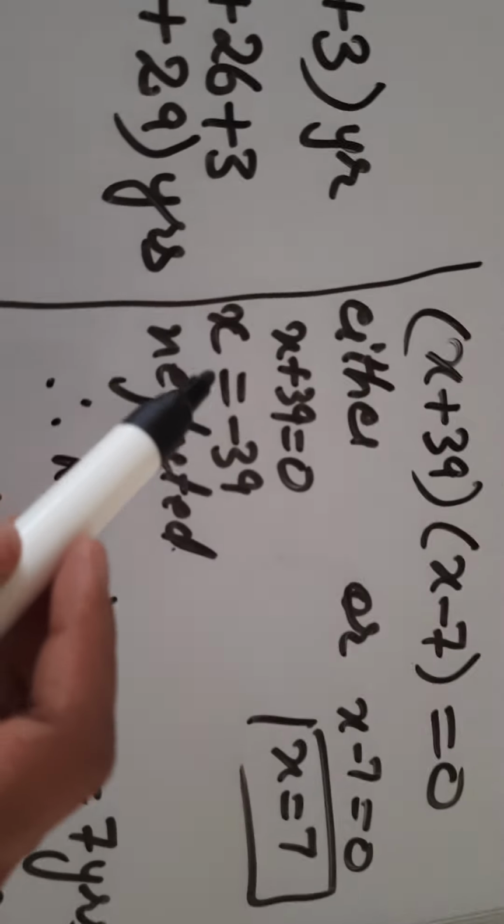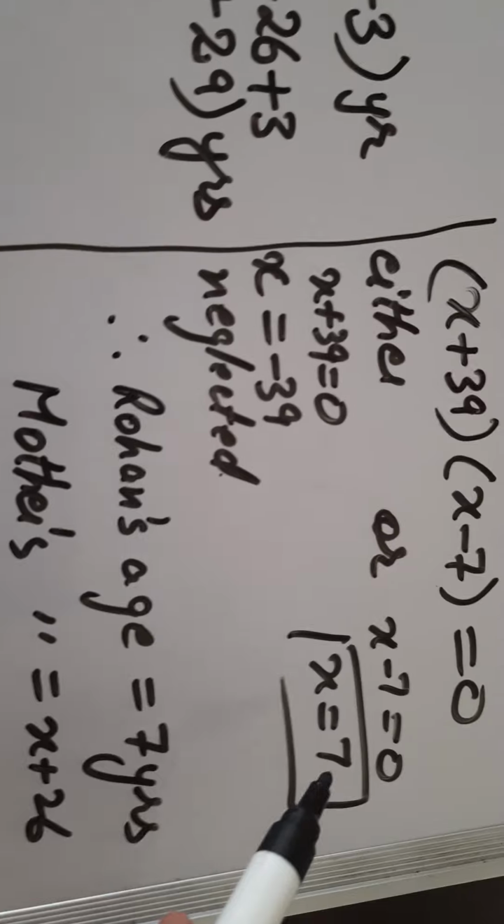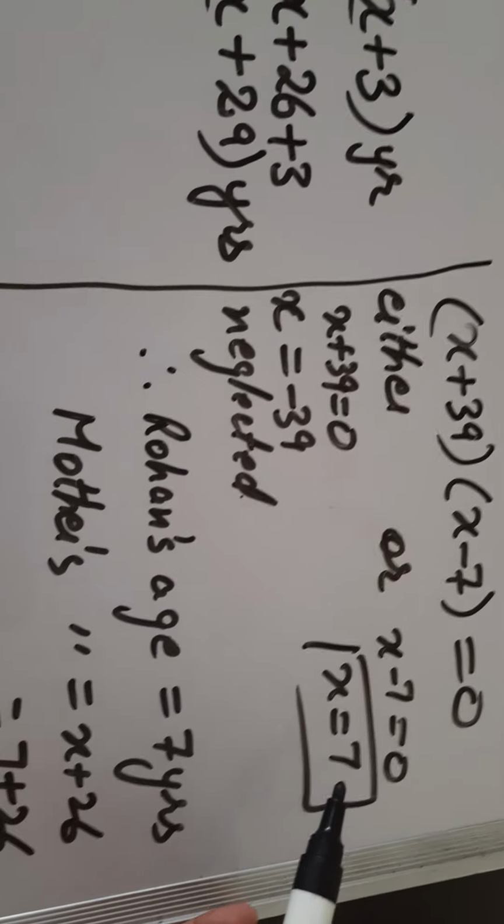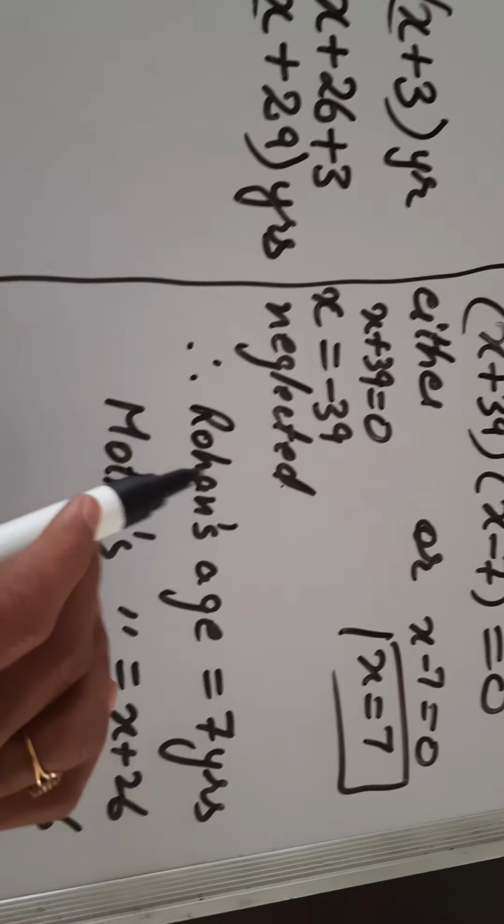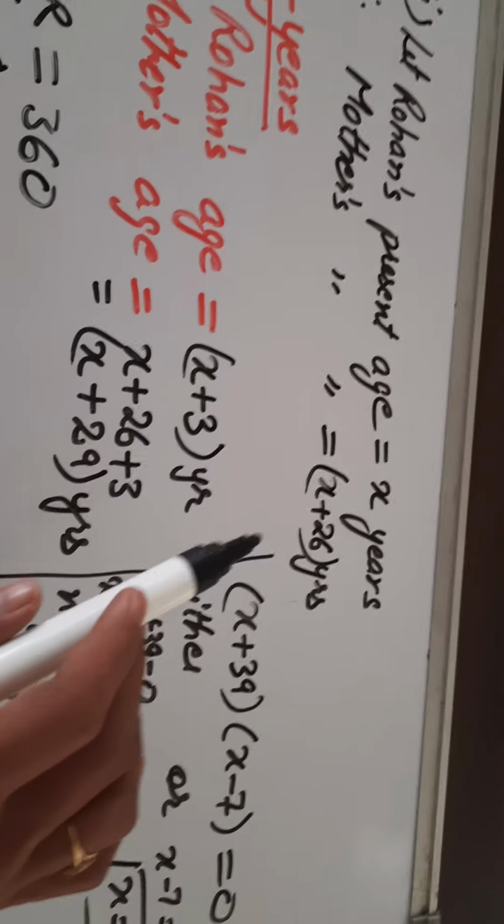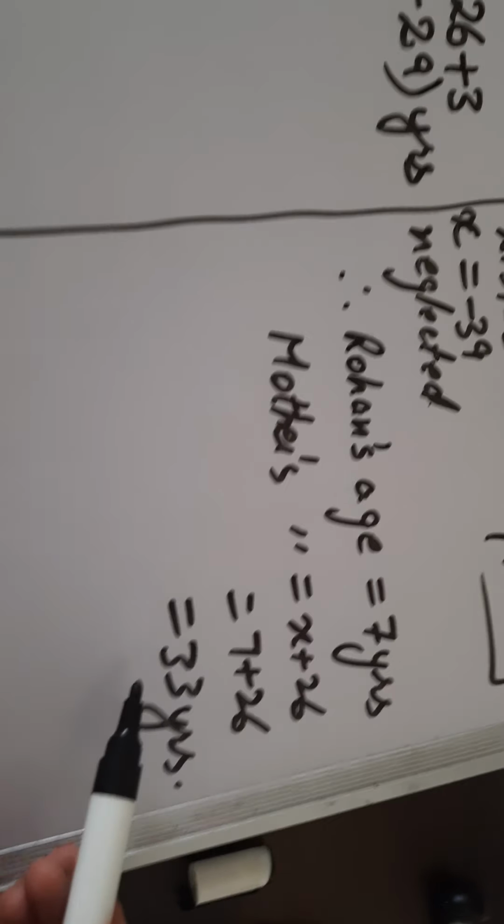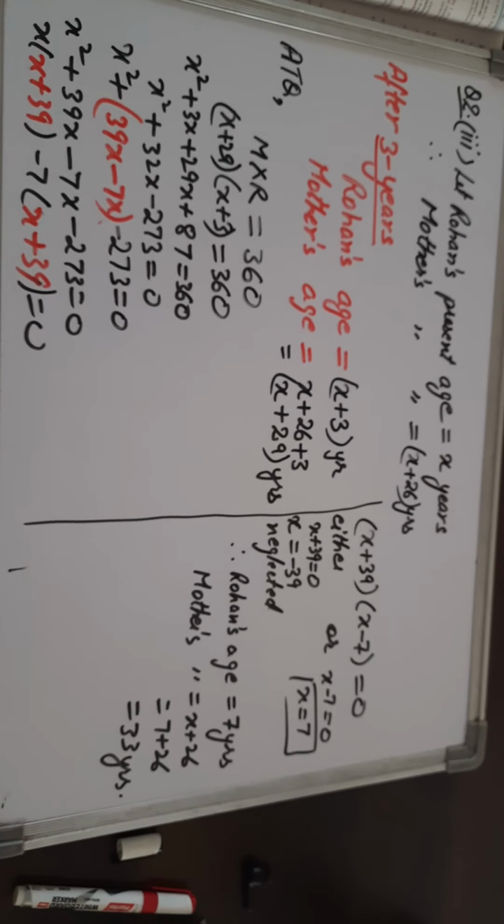From the first factor, we are getting x is equal to minus 39, but x is Rohan's present age and age can't be negative. Age कभी negative नहीं हो सकती. So we'll write neglected and x is equal to plus 7. So we will consider this as the answer. Therefore Rohan's present age is 7 years and mother's present age is x plus 26. So put the value of x and you will get mother's present age. So dear students, in this way you can get the answer.